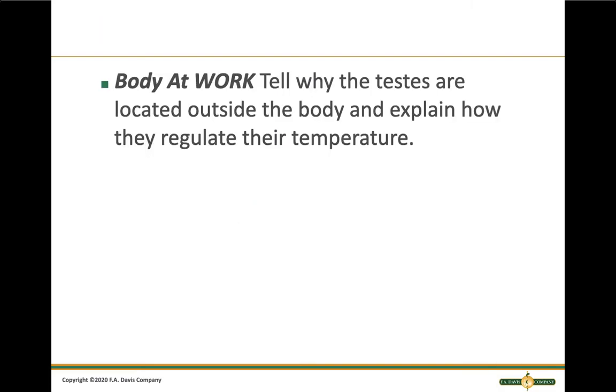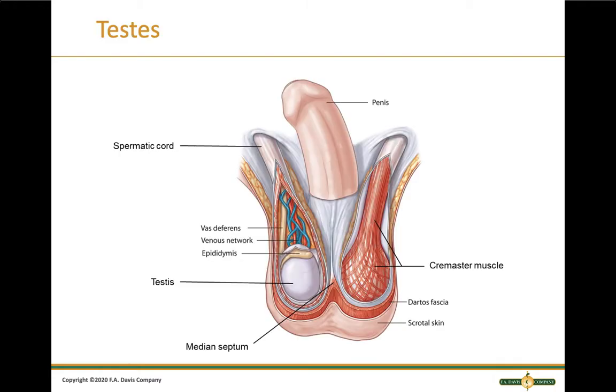And then we need to know why the testes are located outside the body and explain how they regulate their temperature. So they're outside the body because they need to be cooler than our normal body temperature for the sperm to develop properly. And this is sometimes inconvenient and painful, but it needs to be that way so they can be outside the body. And the way they regulate their temperature, you can see on this figure the cremaster muscle and the dartos muscle. So when it's hot outside, those muscles will relax and let the testes hang down away from the body so they can stay cool. If it's colder outside, those muscles contract and pull them closer to the body so they can stay warmer at the right temperature they need.